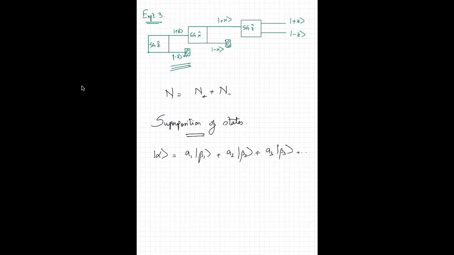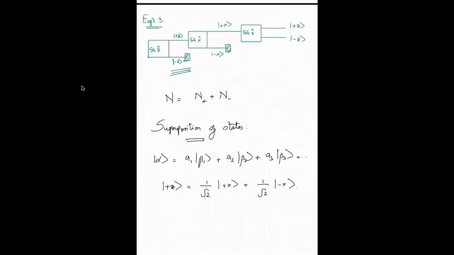So the way I understand this is by saying that I can look upon the state plus Z as a linear combination of the states plus X and minus X. Now I have to interpret what this 1 over root 2 is. I will do that in the next class. I have to impress upon you that this is not a statistical mixture.